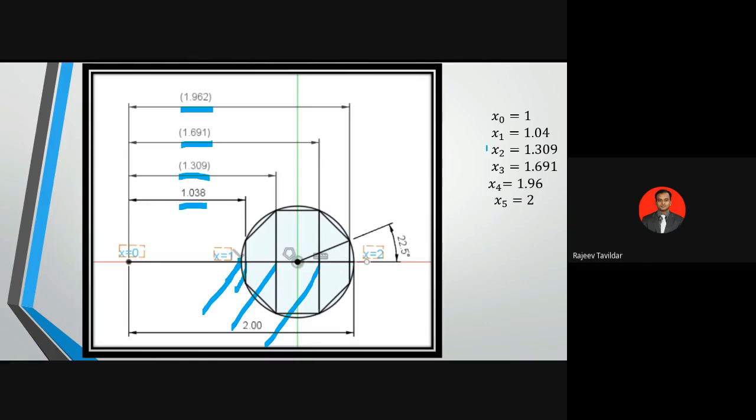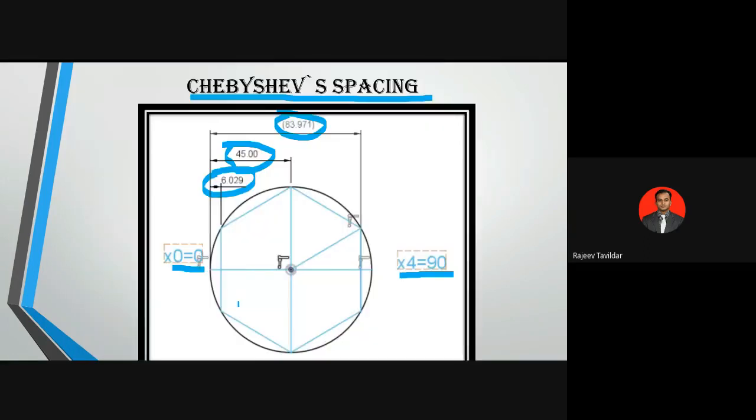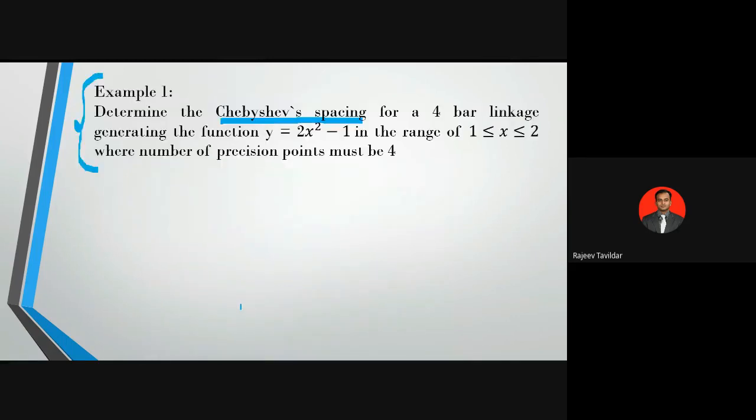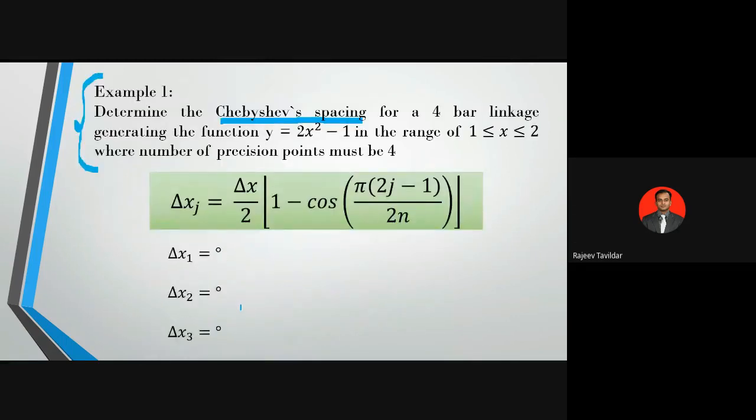If I want to find out x1, x2, x3, what do I have to do? I have to add x0 to it. Our x0 was equal to 1 here. So if I add 1 to this, I will automatically get the values. So use this equation in your calculator mode and let me know what delta x1 you are getting, and delta x2, delta x3.